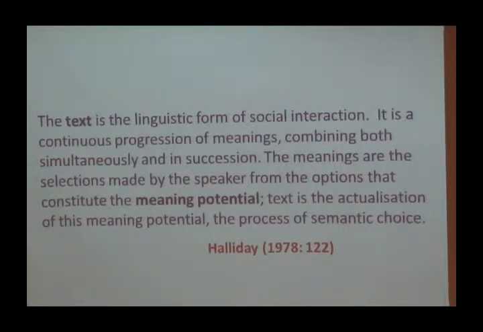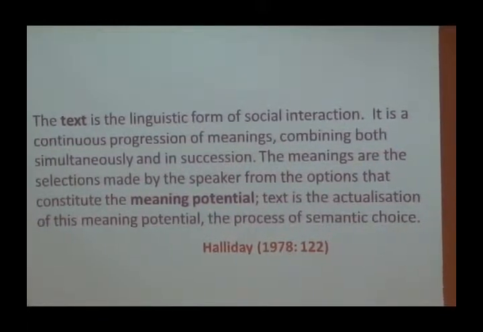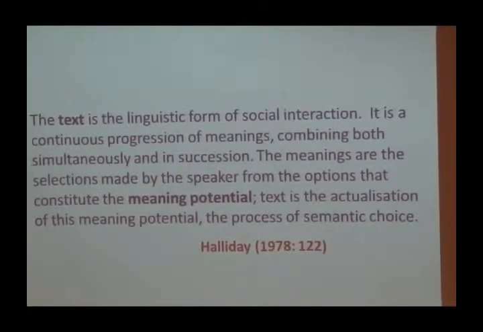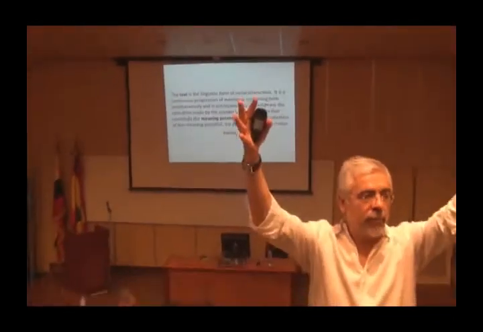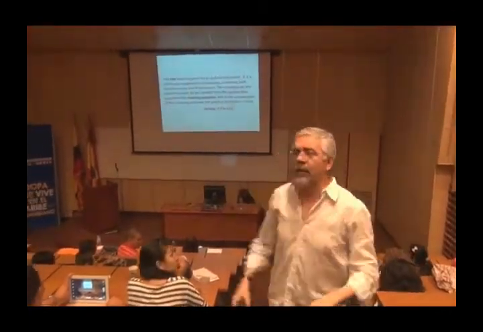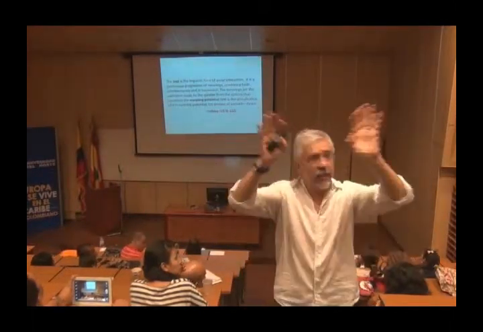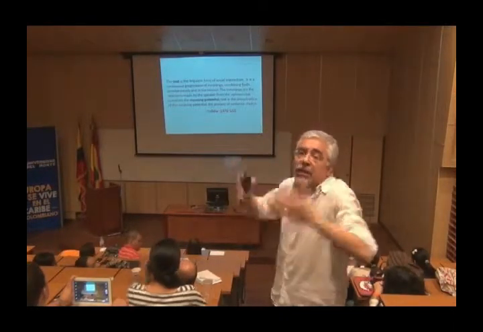Do things together. It is a continuous progression of meanings, combining both simultaneously and in succession. The meanings are the selections made by the speaker from the options that constitute the meaning potential. Text is the actualization of these meaning potentials, the process of semantic choice. What is being said here is that as speakers, we have a meaning potential, something that is up there, let us say, like those Mac clouds, and we make use of it, okay? And the meaning potential is the system of the language.